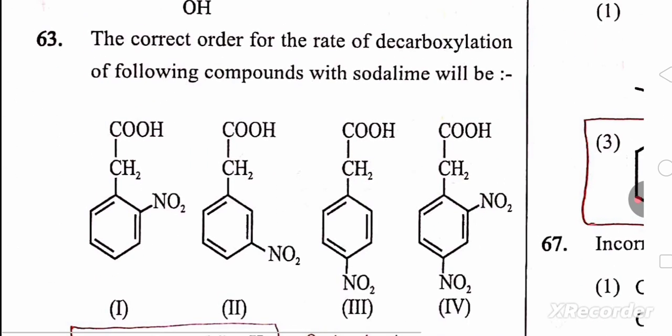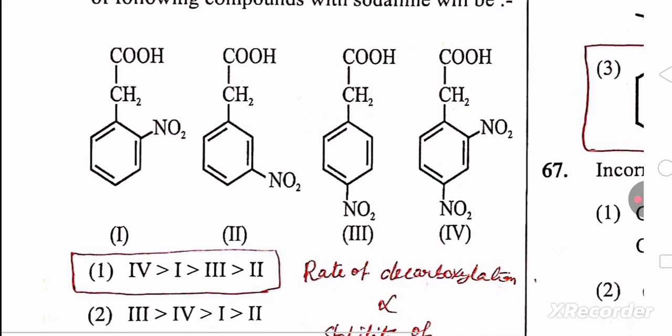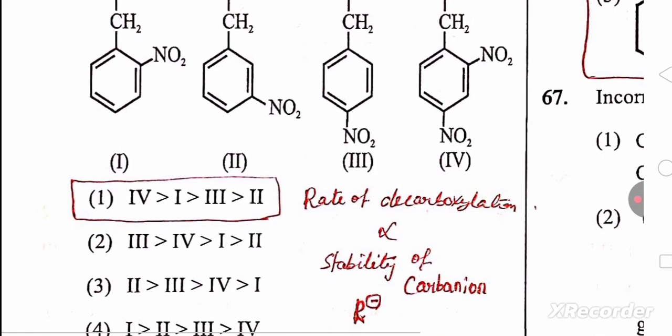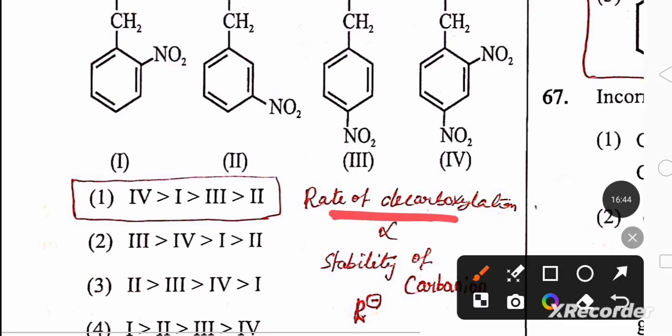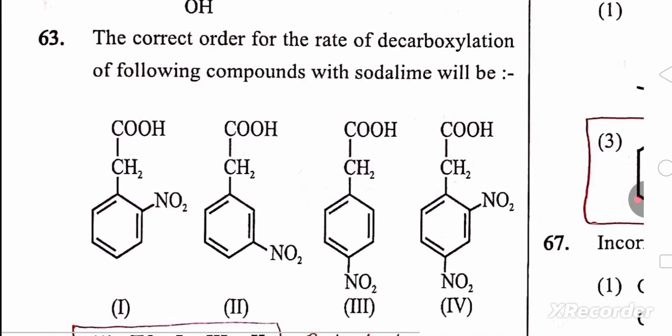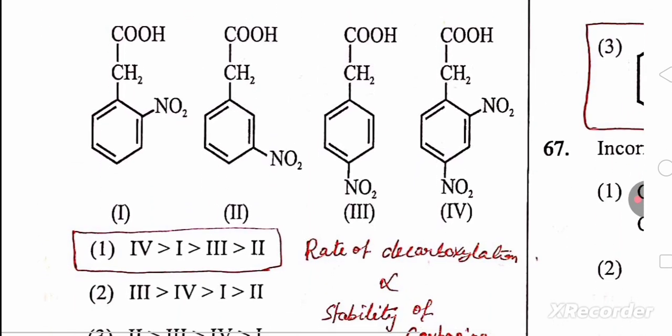Now the next question is the correct order for the rate of decarboxylation of the following compounds with soda lime. Again, soda lime leads to decarboxylation. So the rate of decarboxylation depends upon the stability of the carbanion. So remember that the rate of decarboxylation is directly proportional to the stability of the carbanion. The carbanion which is highly stable will have a higher rate of decarboxylation. So among the given 4 options, we need to find out the one where you can find more decarboxylation.